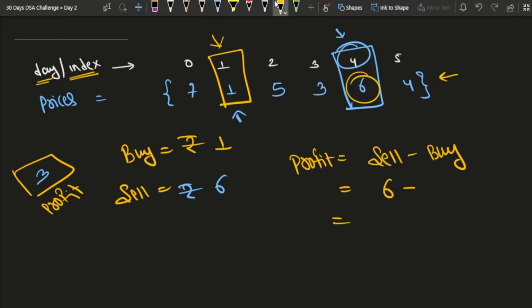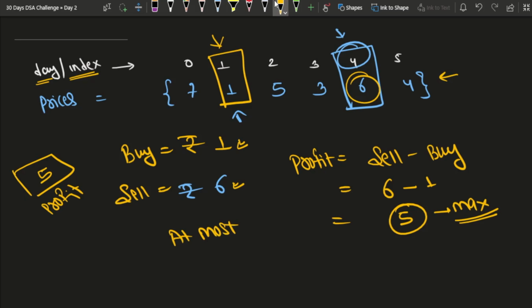Profit will be sell minus buy. What is the value of sell? 6. What is the value of buy? 1. So 6 minus 1 is equal to 5. It is again greater than the profit which we had made previously, right? So we can say that the value of profit will now become 5, and this is the maximum profit which we can make by buying a stock and selling a stock at most 1.